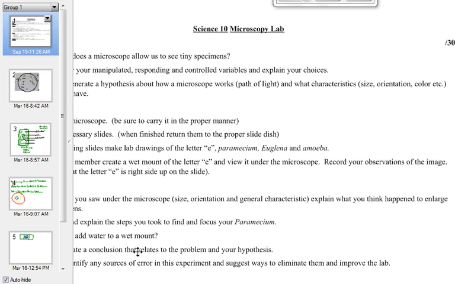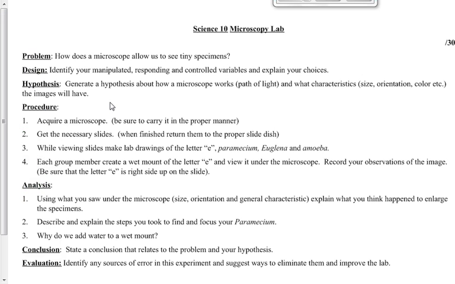So the next thing is the microscopy lab. The problem we're investigating here, guys, is how does a microscope allow us to see tiny specimens? Obviously microscopes have what in them that make things bigger? Lenses, right. And what does light do when it goes through lenses? It refracts, which is another word for bends.